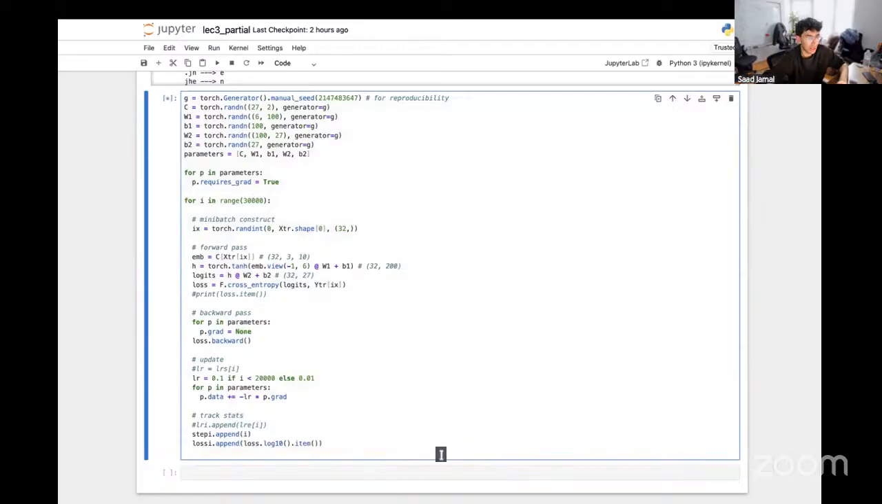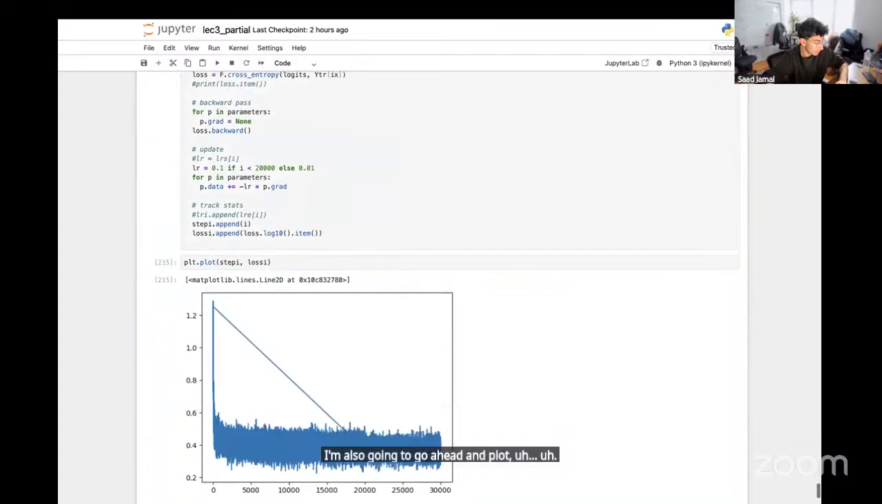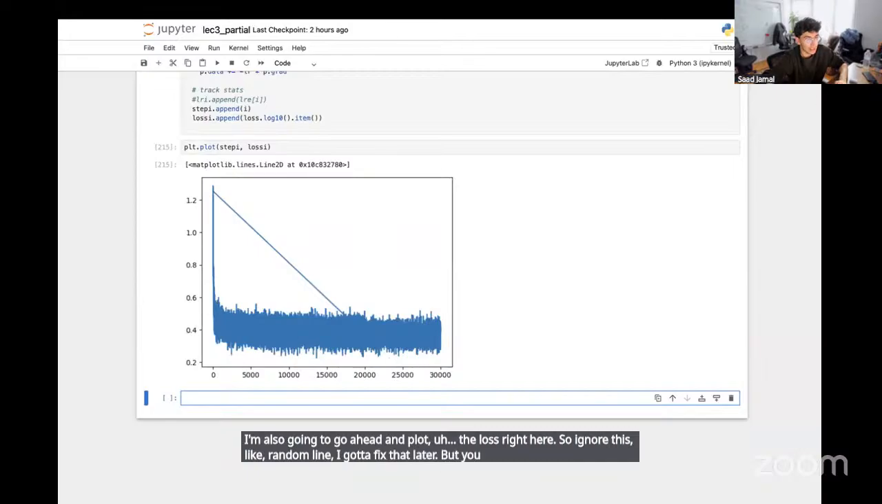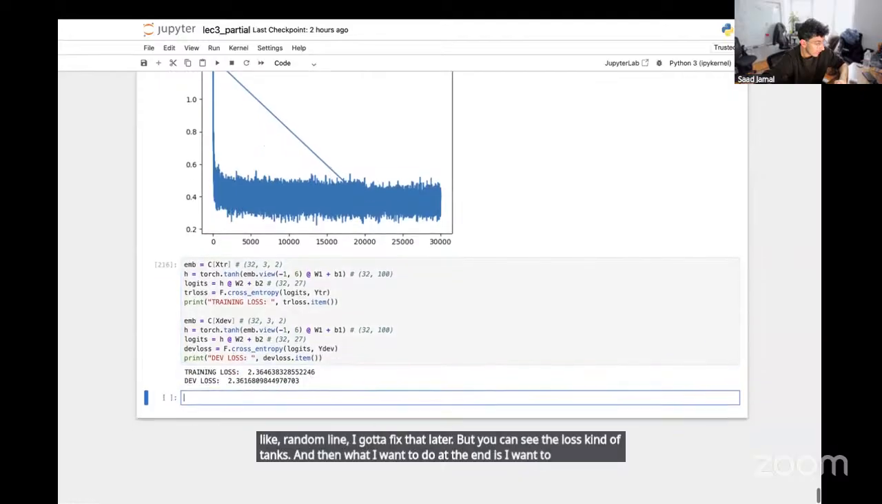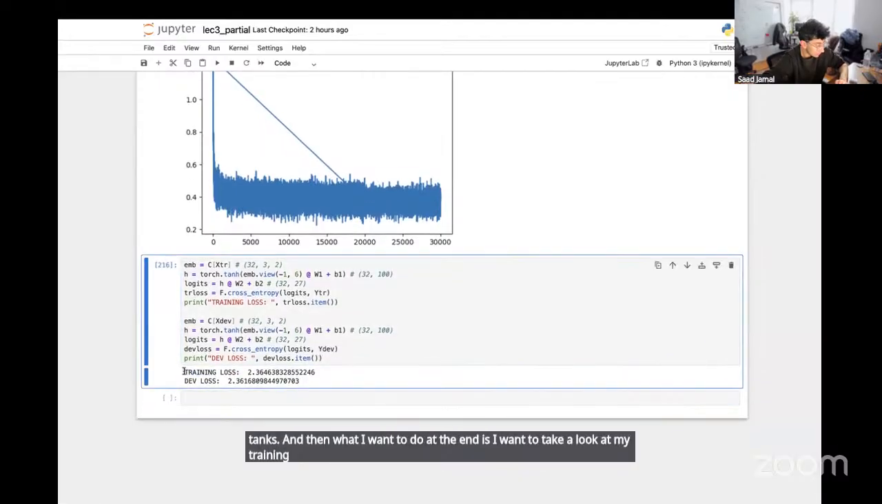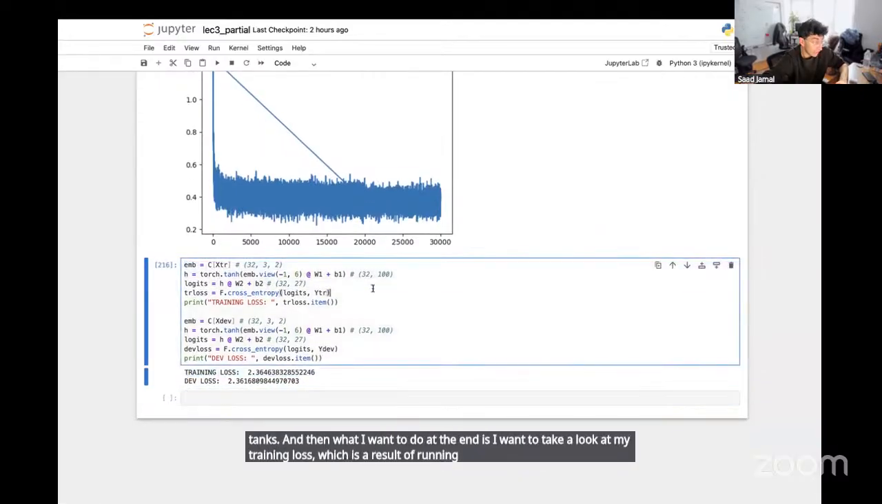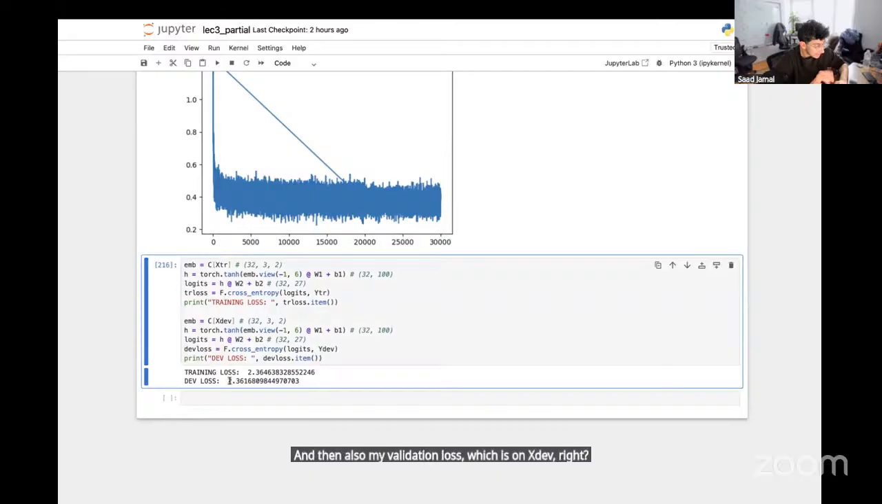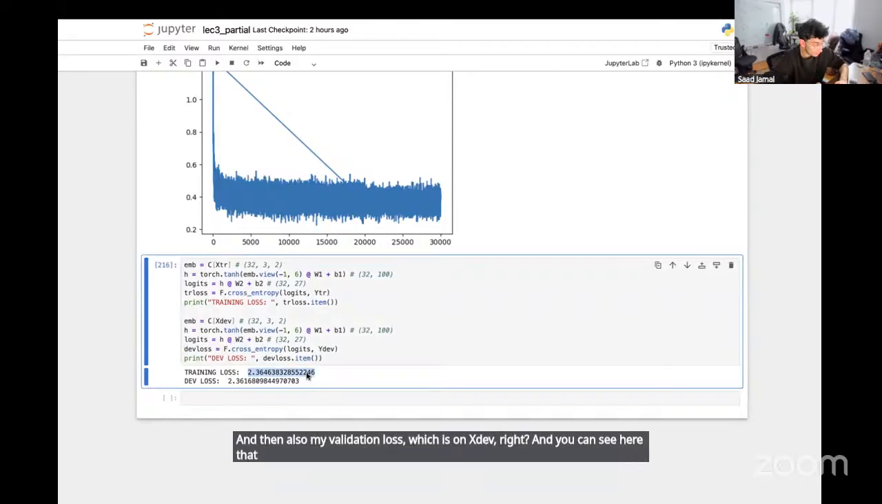I'm also going to go ahead and plot the loss right here. So ignore this random line. I got to fix that later. But you can see the loss kind of tanks. And then what I want to do at the end is I want to take a look at my training loss, which is a result of running on my training data set, and then also my validation loss, which is on XDev, right? And you can see here that our training loss, which is what the model trained on, is almost the same as our validation loss.